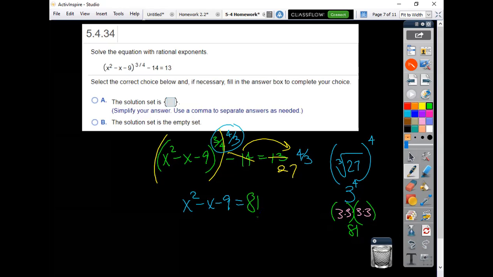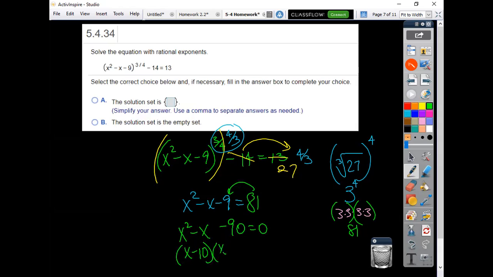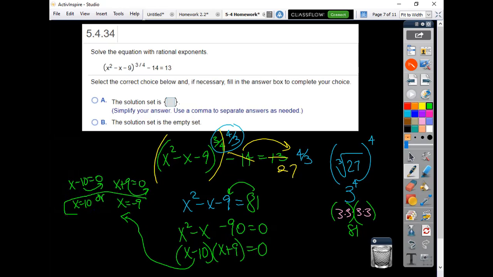So now my next step, if I subtract this 81 over to this side, is that not 90? Negative 90. And then I'm thinking this factors again. So how about x minus 10 and x plus 9? And then when you set each factor equal to 0, when does x minus 10 equal 0? Add the 10. Or when does the x plus 9 equal 0? Subtract the 9. So 10 or negative 9.